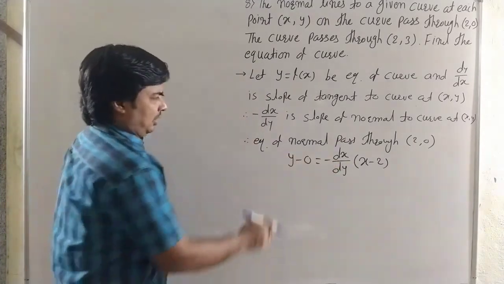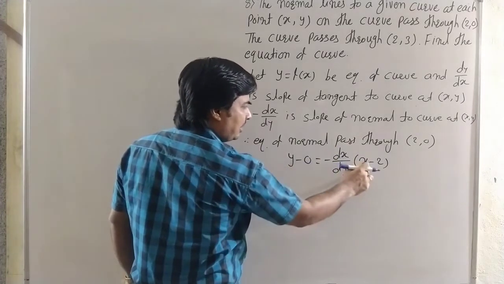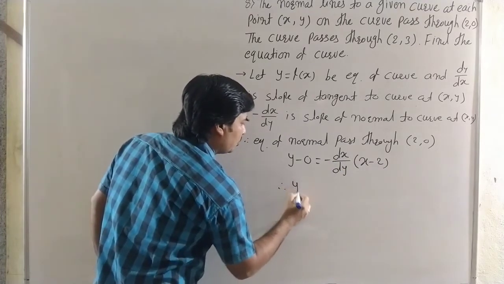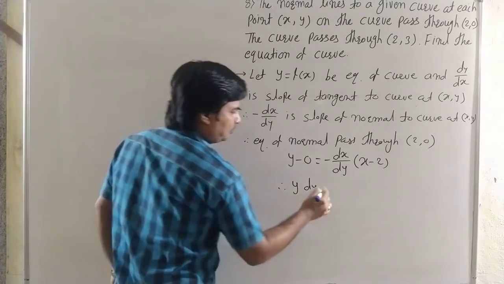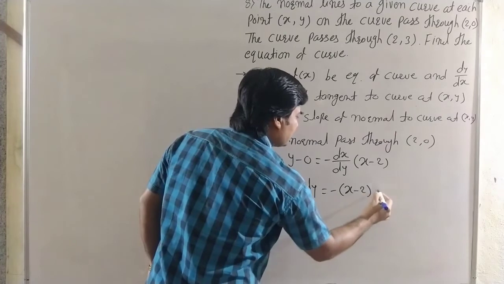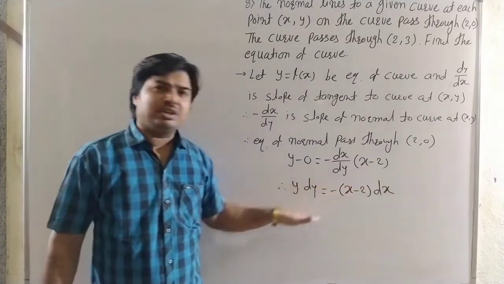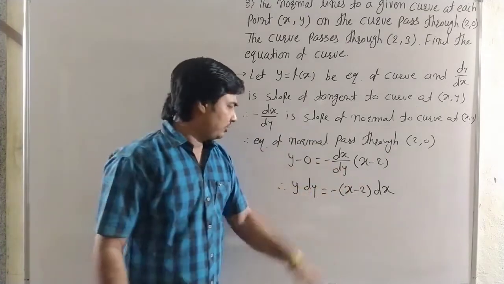Now here y minus 0 is y. Therefore this equation we can write in the form y dy is equal to minus x minus 2 dx. See carefully, here this differential equation is in the variable separable form. Now we solve this equation.